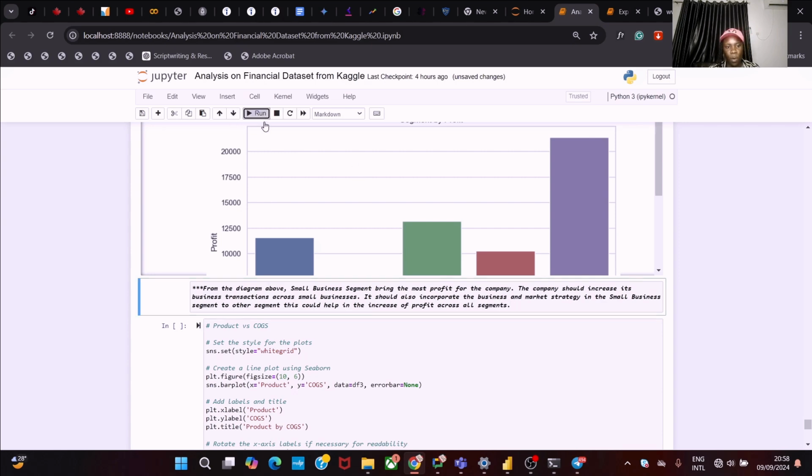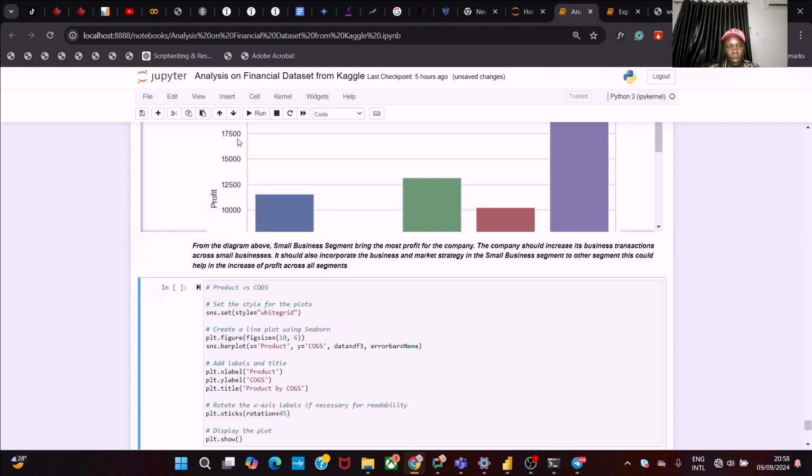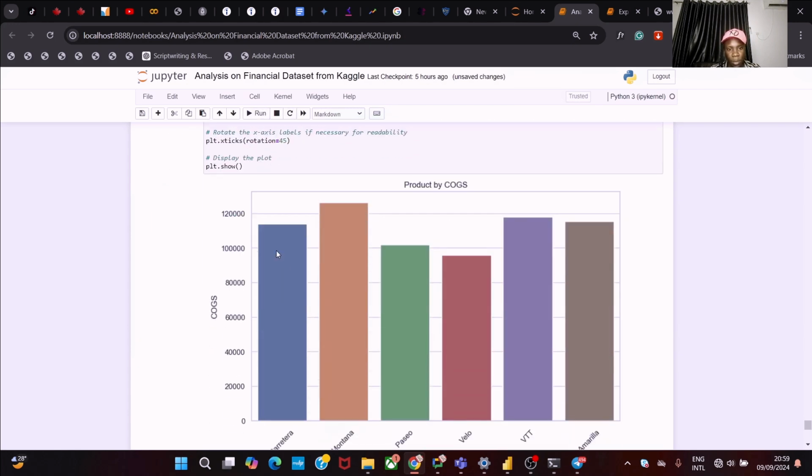Okay, so this is it for this particular vision. So let's go ahead and put this. All right. So the next thing we are going to be looking at is product versus cost of goods. We want to know the cost of producing each product. Like I mentioned, the code is always the same. So you can always copy, paste, and just adjust the x axis, the y axis, and the labels. All right. So let me go ahead and run this.